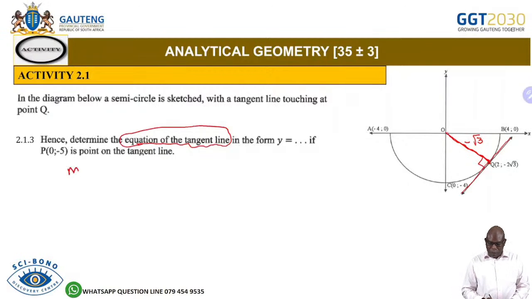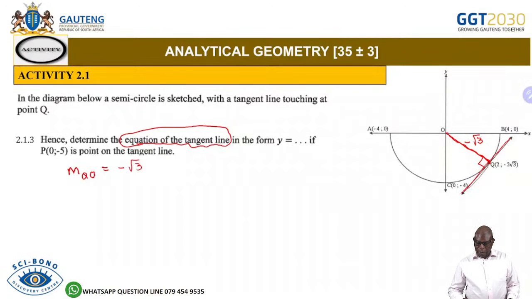But that straight line is a tangent, so we need to work out what the gradient of the tangent is. I know the gradient of QO is negative square root of 3. But this tangent line is perpendicular to it. So what do I know about perpendicular lines and their gradients? When you multiply the gradient of the tangent and the gradient of the radius, you must get negative 1. Which means that the gradient of the tangent will be nothing else.